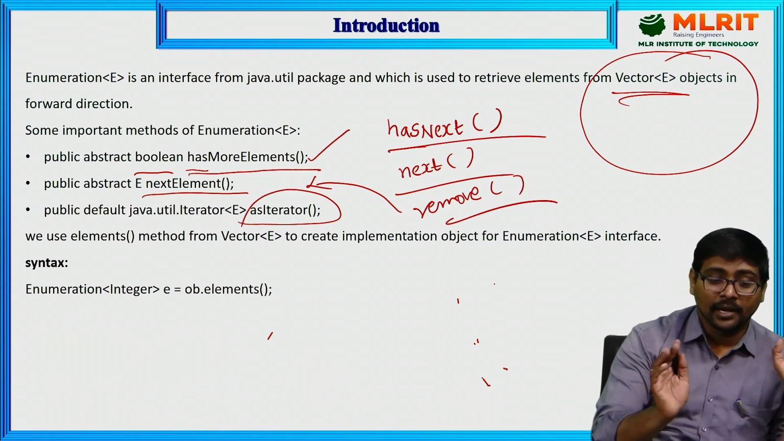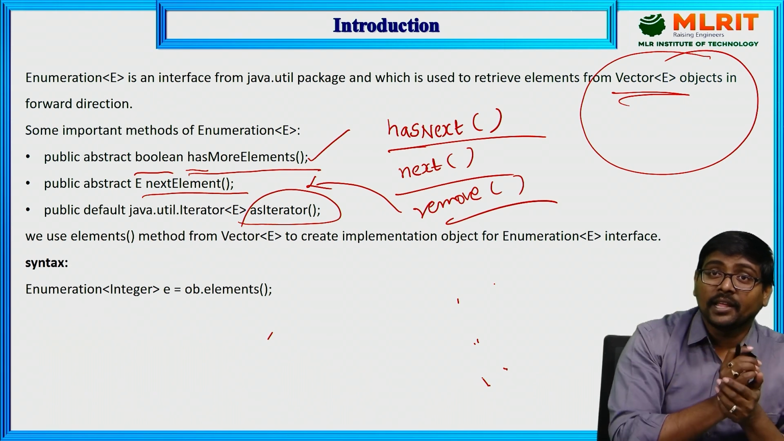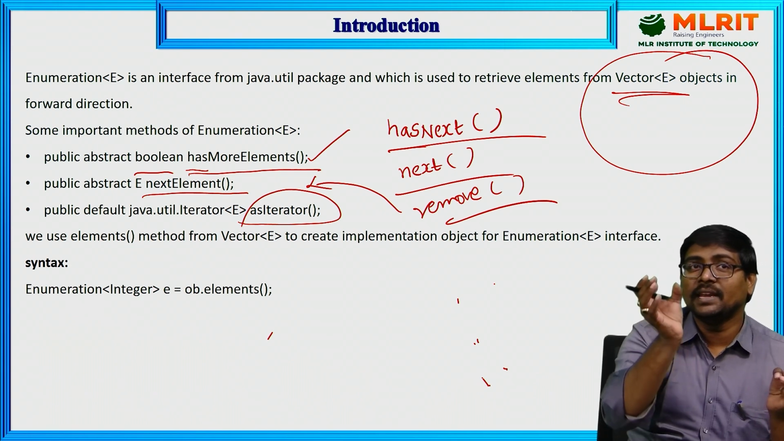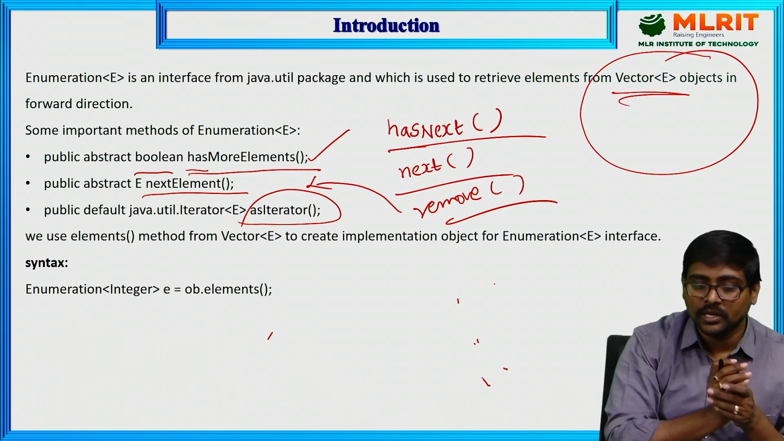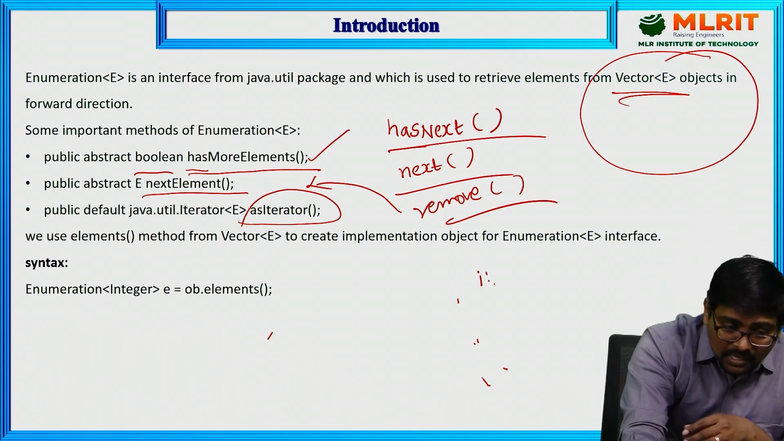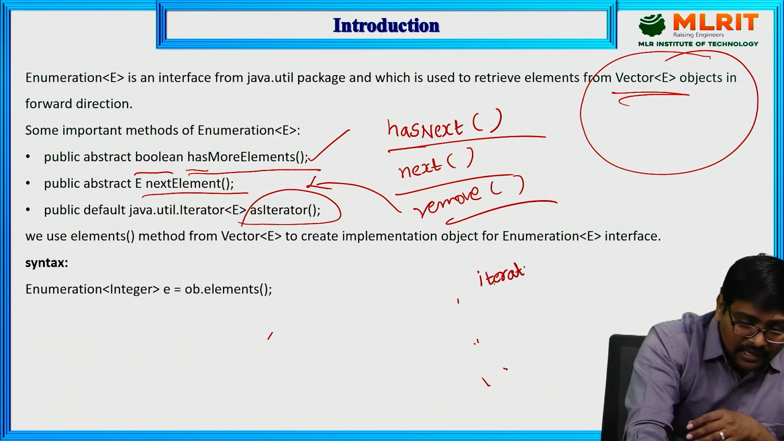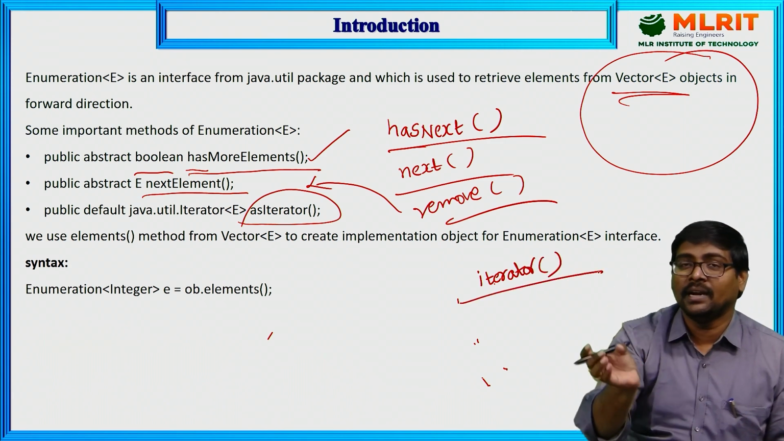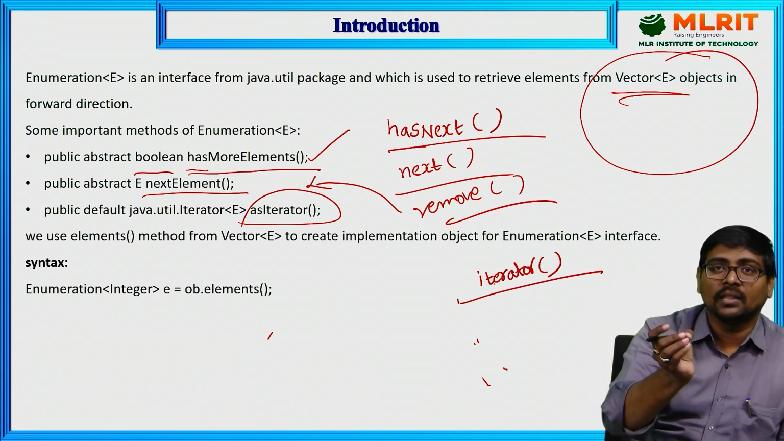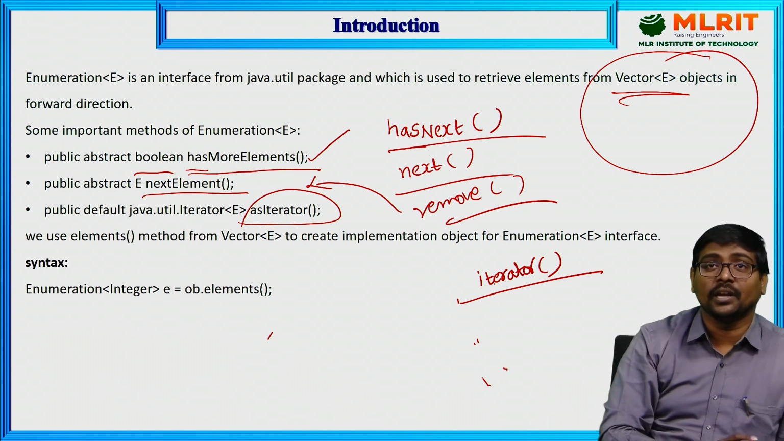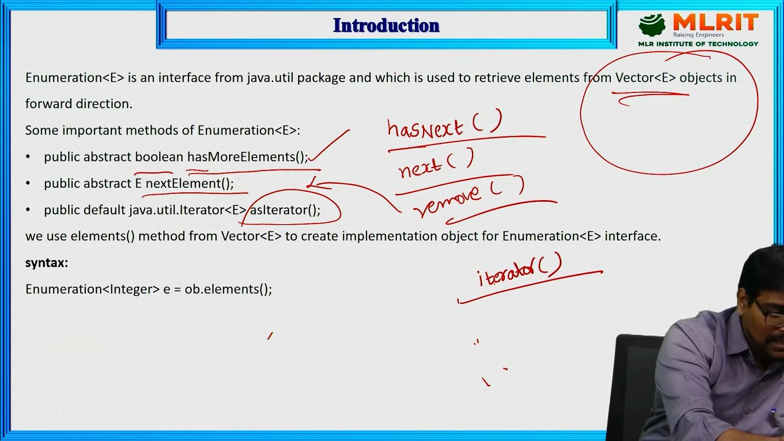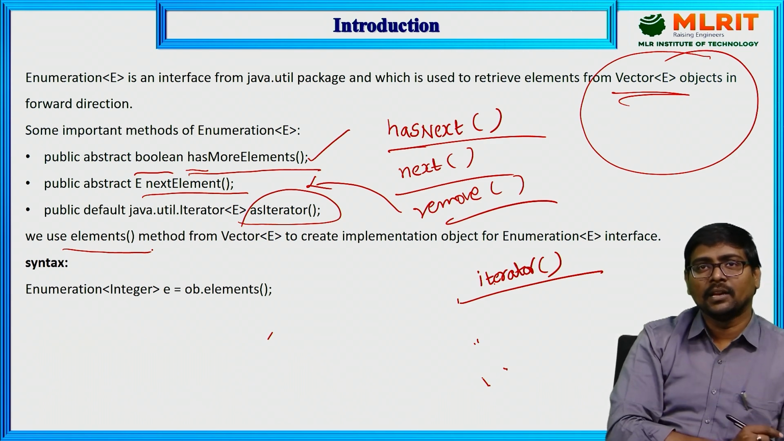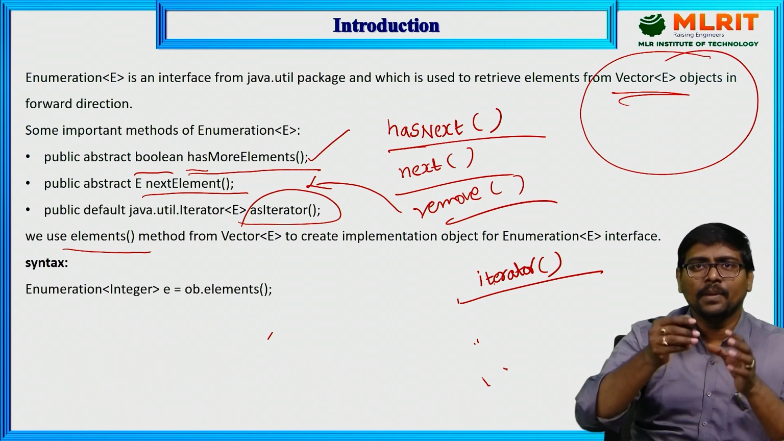Okay. Now, in the Iterator interface, which method is used for creating the implementation object? The method name is iterator. Iterator is the method that applies for the implementation object. Now here, the method name is elements. The remaining procedure is the same.